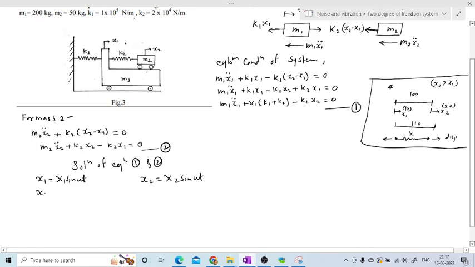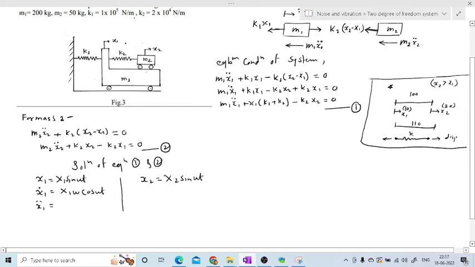So differentiate this x1. This x1 dot will be, x1 is amplitude which is constant, differentiation of sine is cos, and differentiation of omega t is omega. So x1 dot will be x1 omega cos omega t. Similarly, we can do for x2, but this is the first differentiation of x1, and here we will require the second differentiation. So I'll again differentiate this equation.